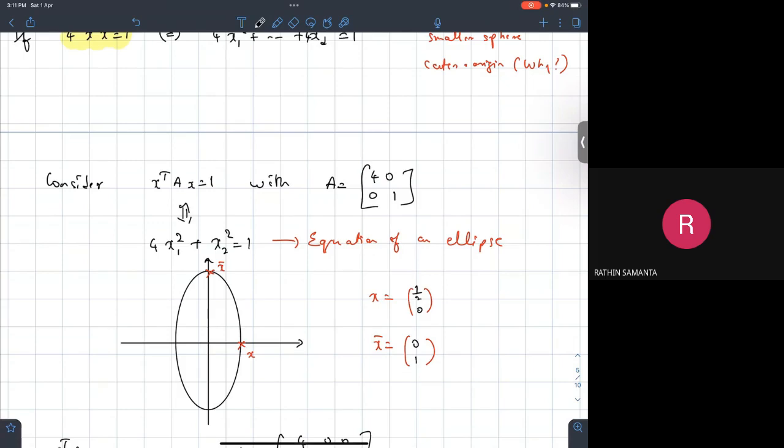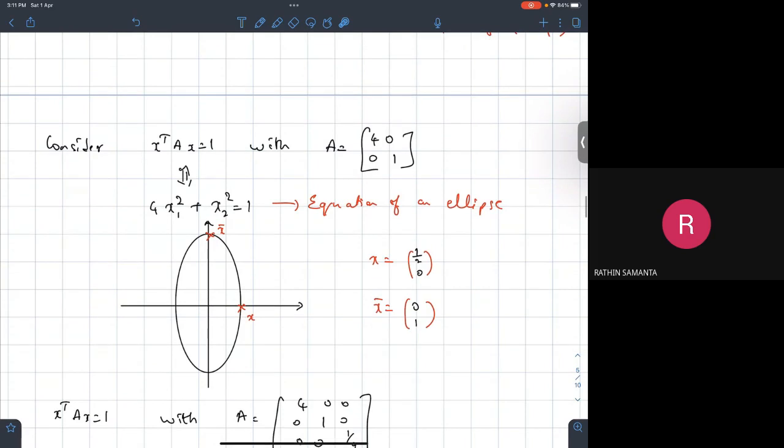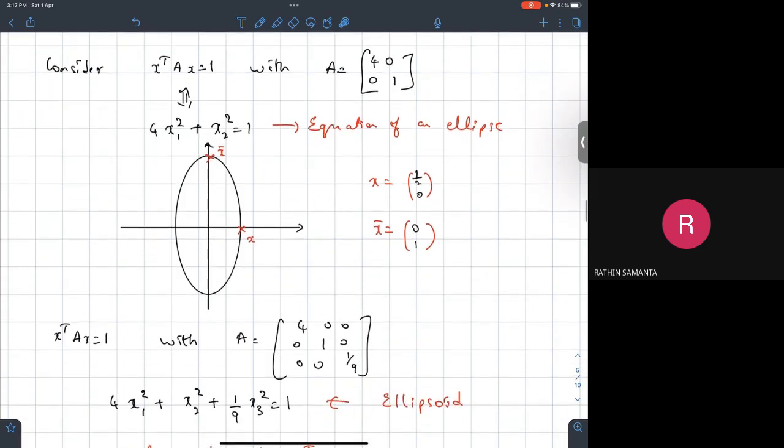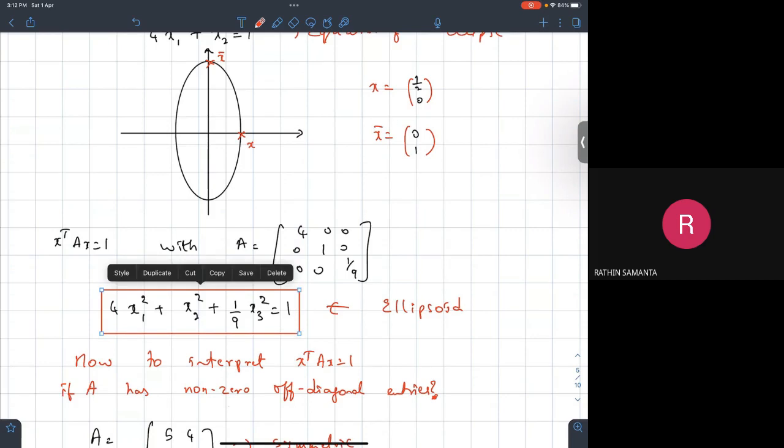So this is the major axis and this is the minor axis. I can stretch this further. The same logic works. I will get an equation like this, but in three-dimensional space it is no longer an ellipse; it becomes what is called an ellipsoid. This equation that I'm highlighting in the red box is a generalization of an ellipse. It's called an ellipsoid.